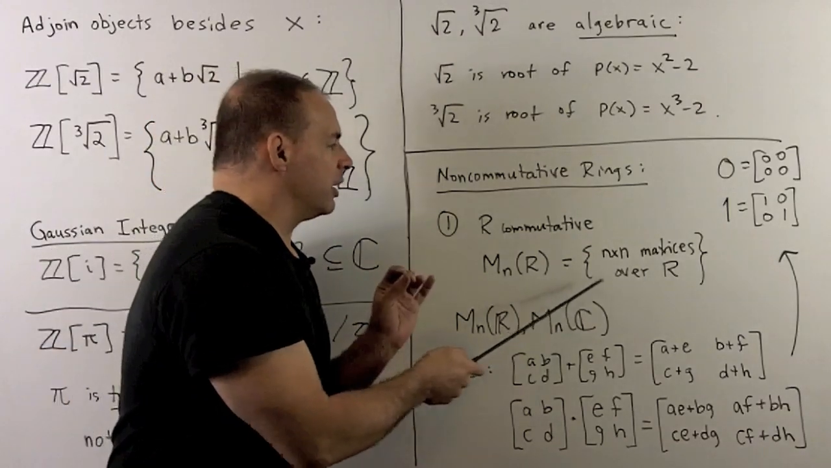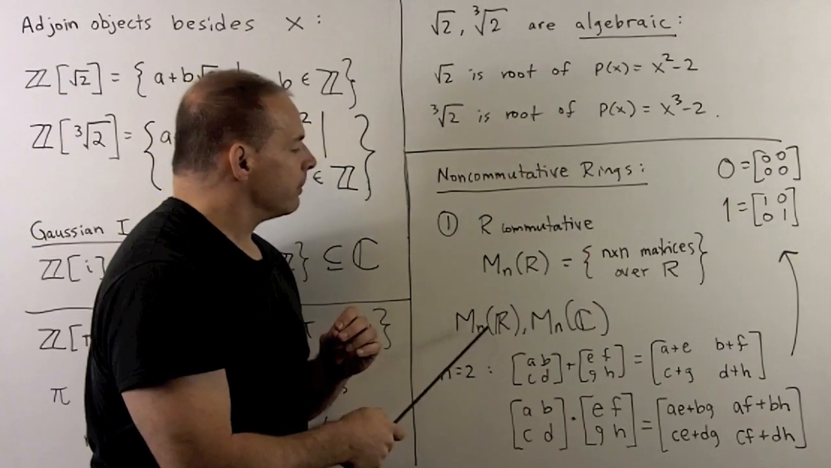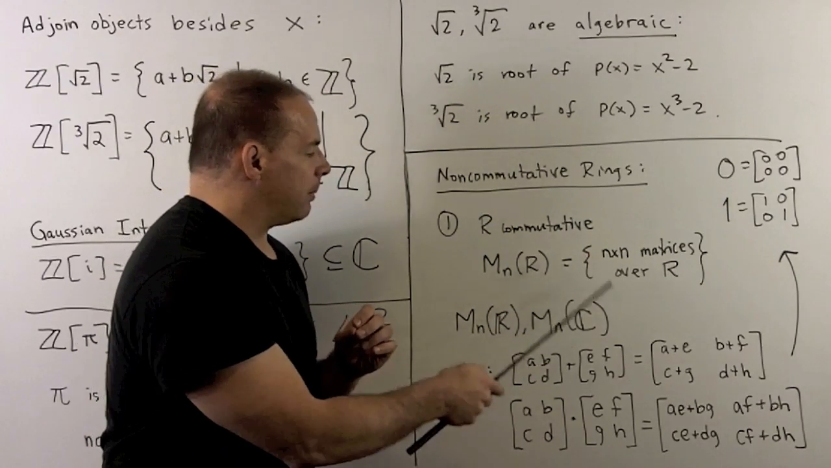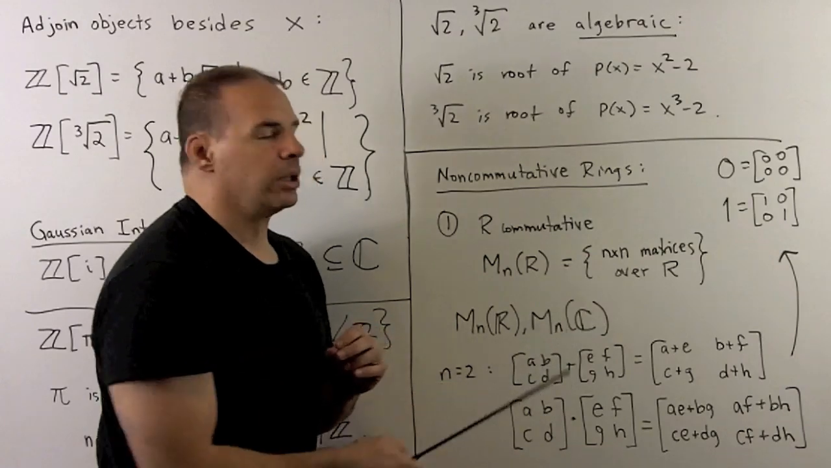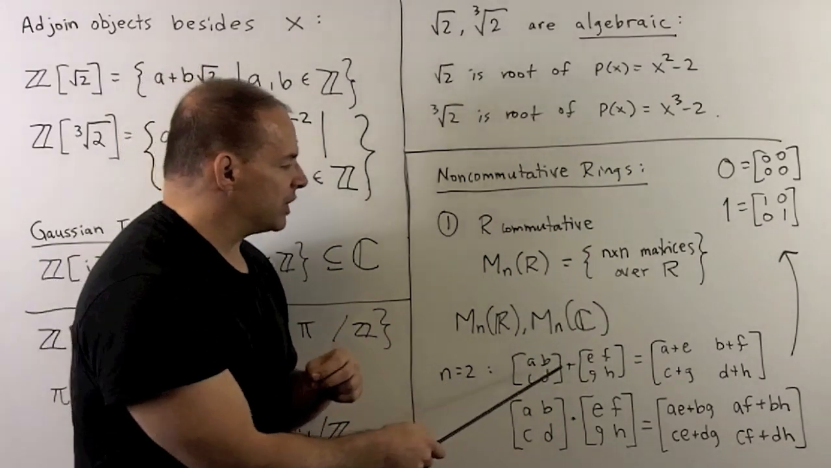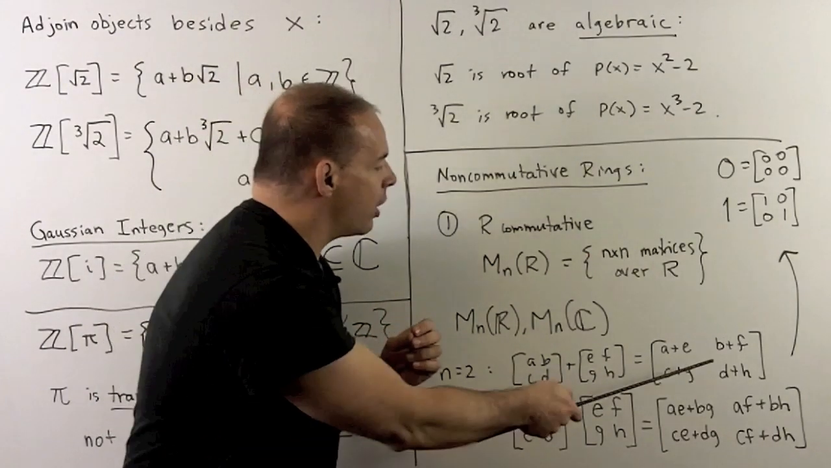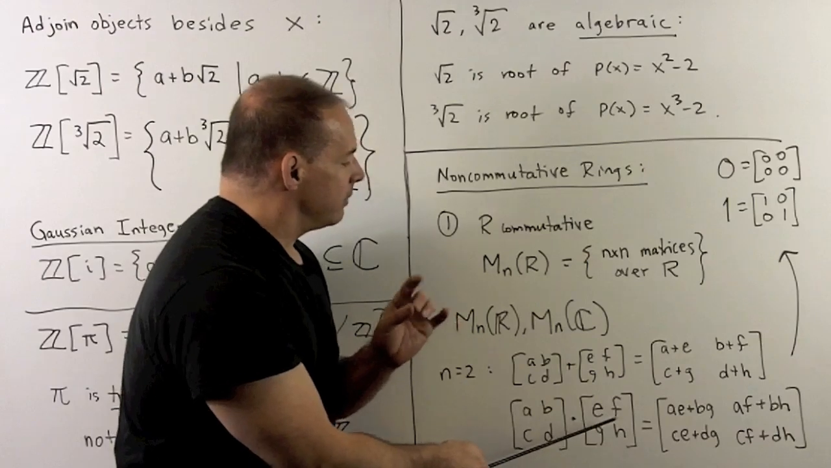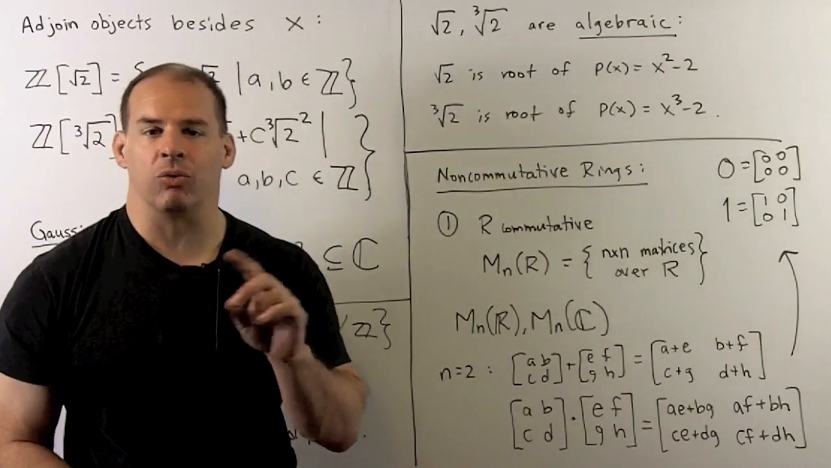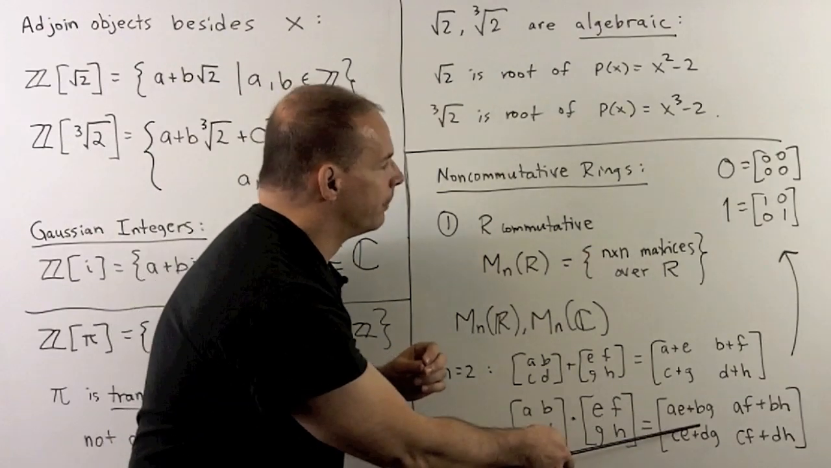If you've taken linear algebra, you've seen M_n of the real numbers, and you may have seen M_n of the complex numbers. If we have n equal to 2, so we're just looking at 2 by 2 matrices, our addition is going to be coordinate-wise. For the multiplication, somewhat more complicated. It's going to be row-column multiplication, and that's something that you can look up.